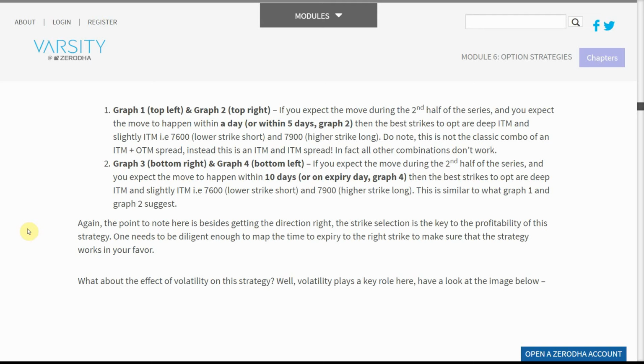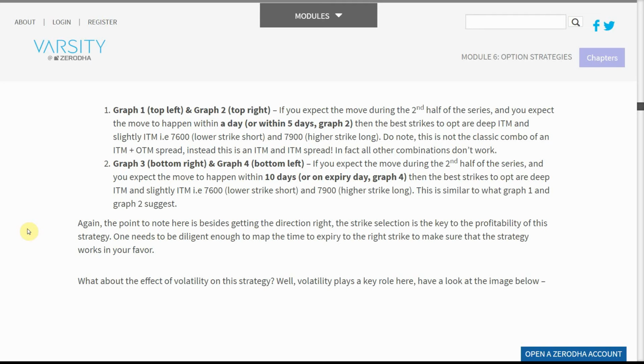Again, the point to note here is that besides getting the direction right, the strike selection is the key to the profitability of this strategy. One needs to be diligent enough to map the time to expiry to the right strike to make sure that the strategy works in your favor.